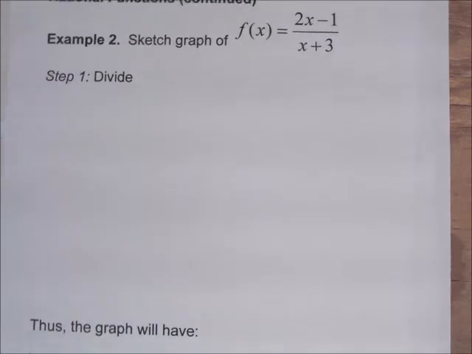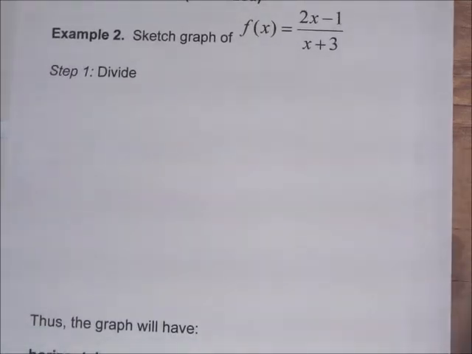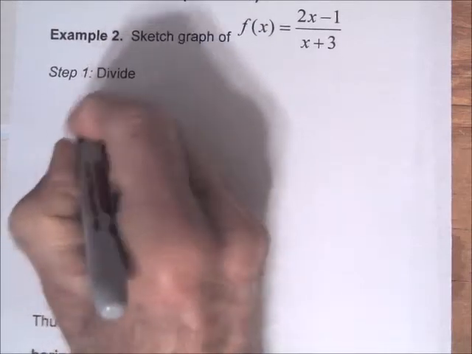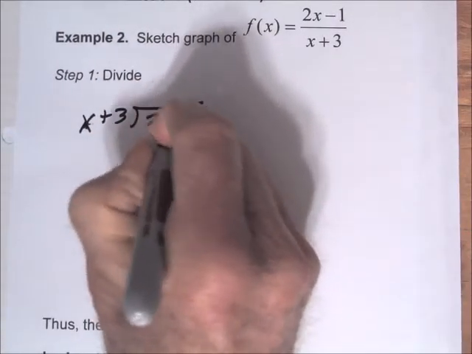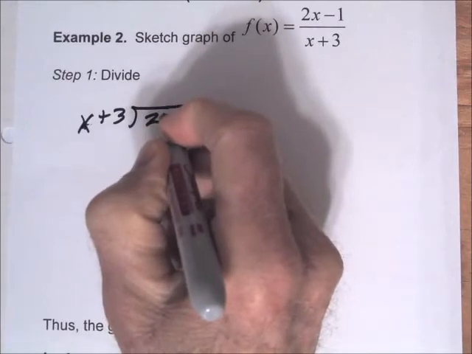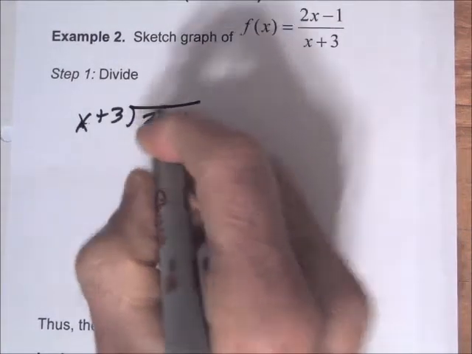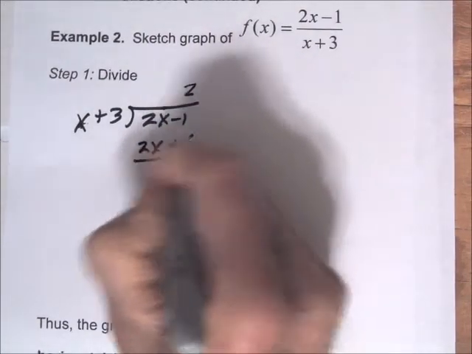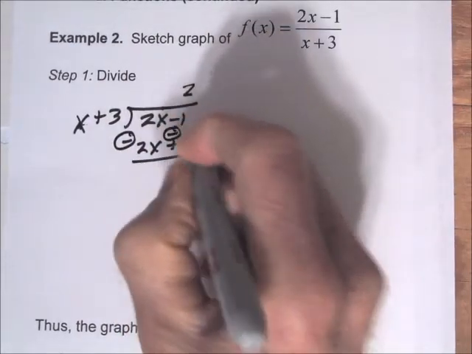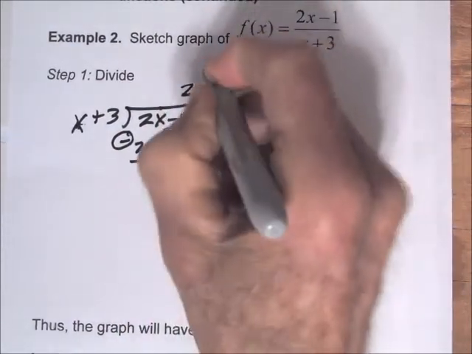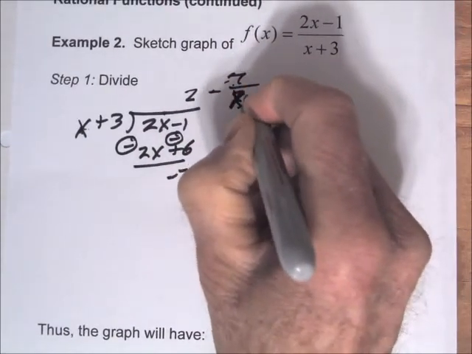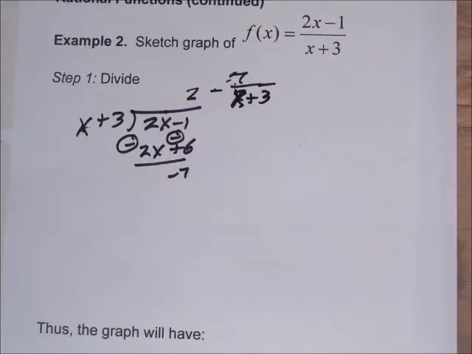Okay, here we have another rational function, and again, we're going to have some asymptotes, and to get the asymptotes, we can divide x plus 3 into 2x minus 1. Divide the highest power of x by the highest power of x. So 2x divided by x is 2. And then multiply: 2x plus 6. Draw the line, change the signs, add or subtract like terms according to the sign. We're going to get remainder minus 7. I'm getting sloppy with my writing here.